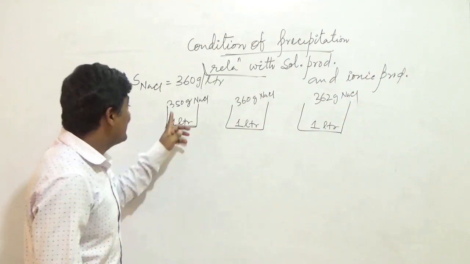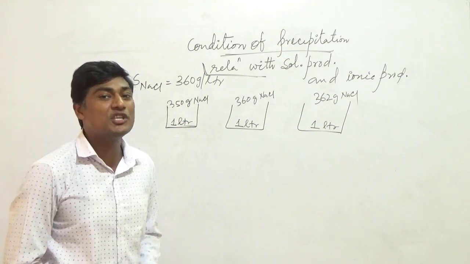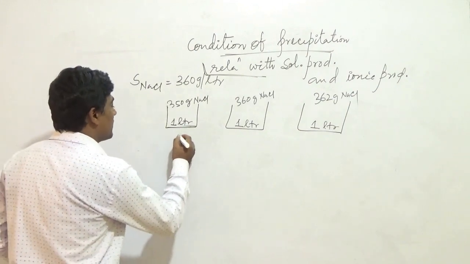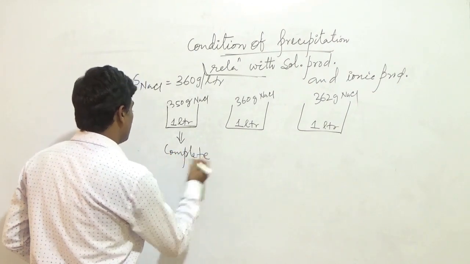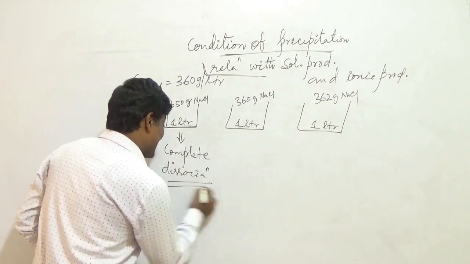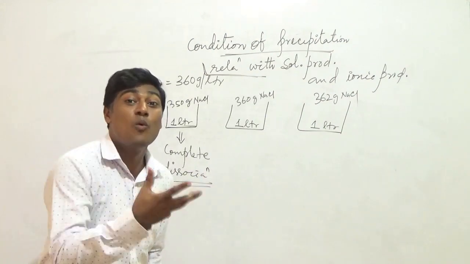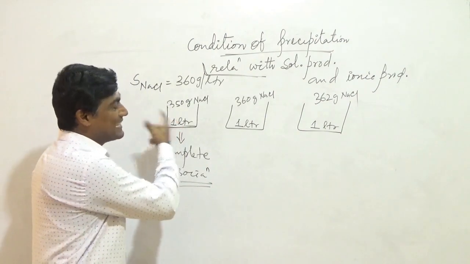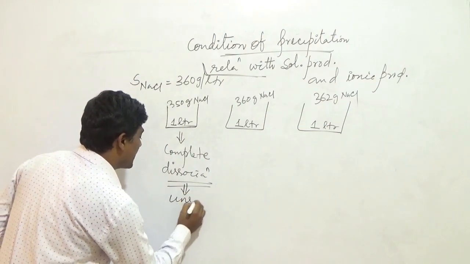When you added 350 gram of NaCl, complete dissociation of sodium chloride takes place. That means you can add more and you can dissolve more sodium chloride inside this solution. So this is an unsaturated solution.